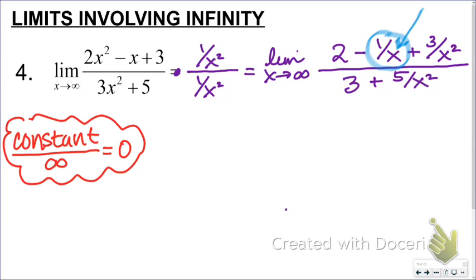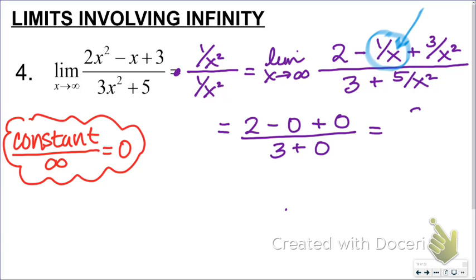So when I evaluate my limit now, I'm going to get 2 minus 0 plus 0, because 3 over infinity is 0, over 3 plus 0. And so the answer is 2/3.